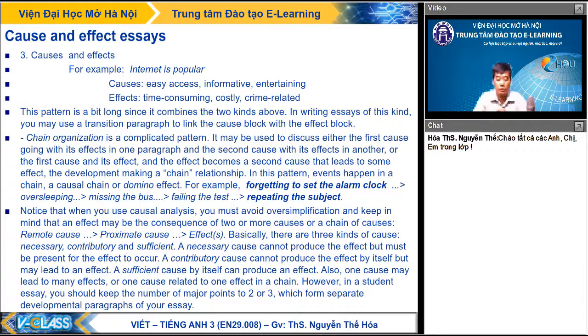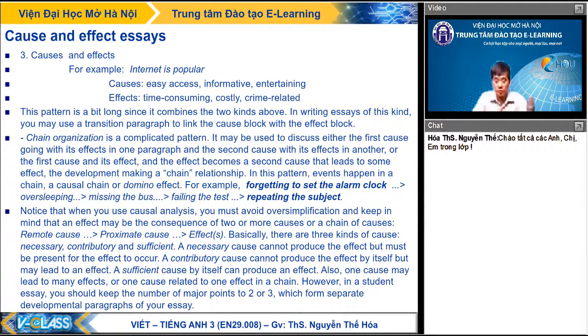It may be used to discuss either the first cause with its effects in one paragraph, and the second cause with its effects in another. The first cause and its effects, and the effect becomes a second cause that leads to some effects, and the development of the chain relationship. This pattern or event happens in a chain, a causal chain or domino. We can call this a domino effect.